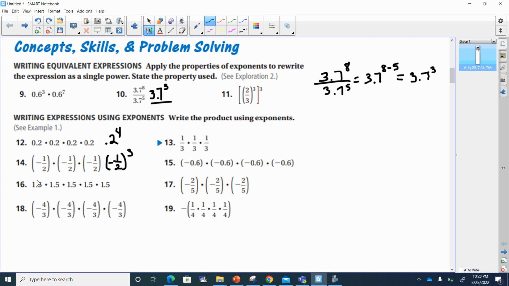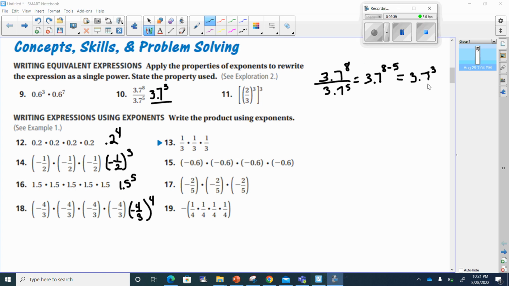Now I got 1, 2, 3, 4, 5. So this would be 1.5 to the 5th power, right? And then this is negative 4 over 3, 1, 2, 3, 4 times. So this would be negative 4 over 3 to the 4th power.